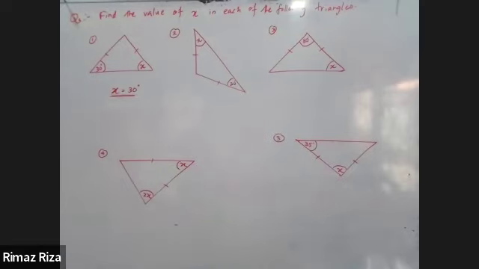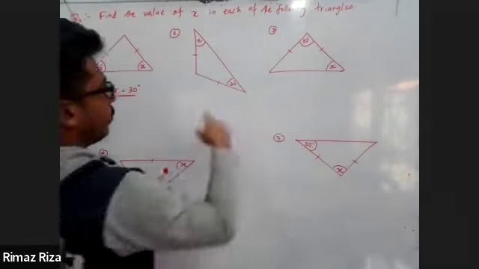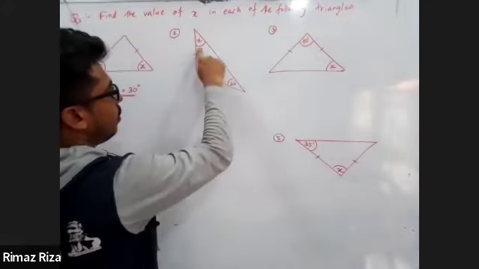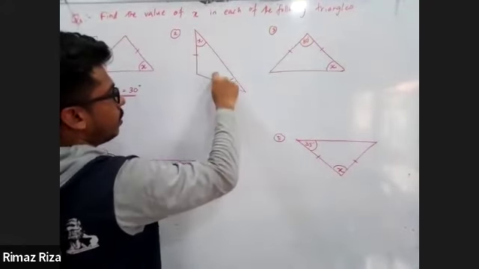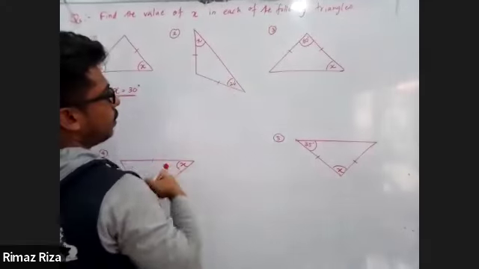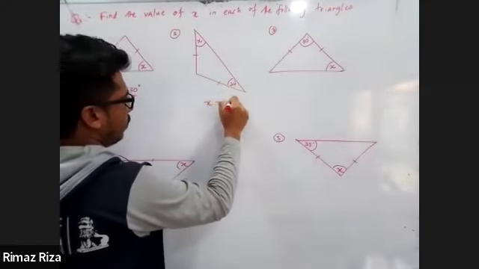Third one wrong. Think. Are these the opposite angles? So the answer for the second one is, you can see these two sides are equal, so opposite angles are equal. X equals 20.